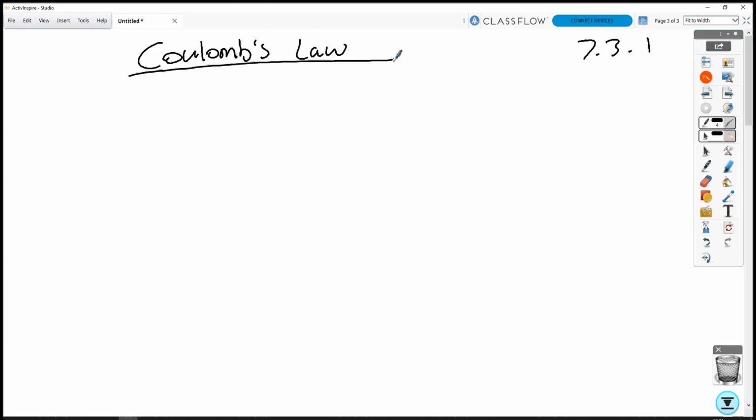So we're starting electric fields now, and you're going to see that electric fields and gravitational fields are almost identical in many ways, and there are very few differences between them. So if you know gravitational fields very, very well, which you should know at this point, then electric fields are going to be very easy for you.